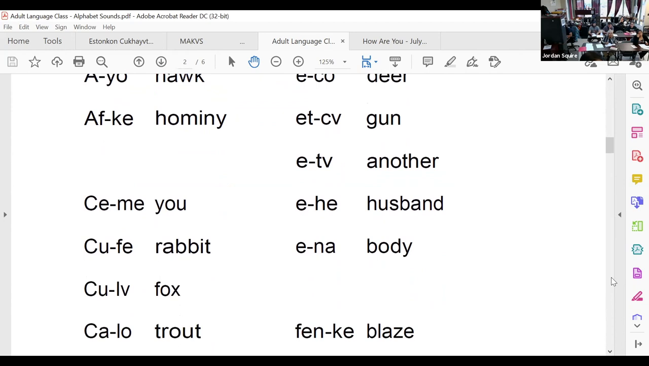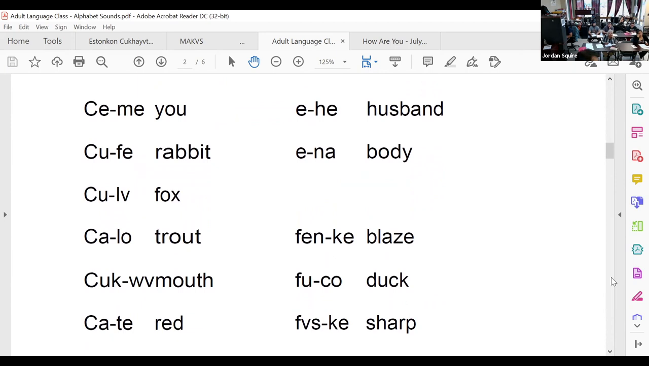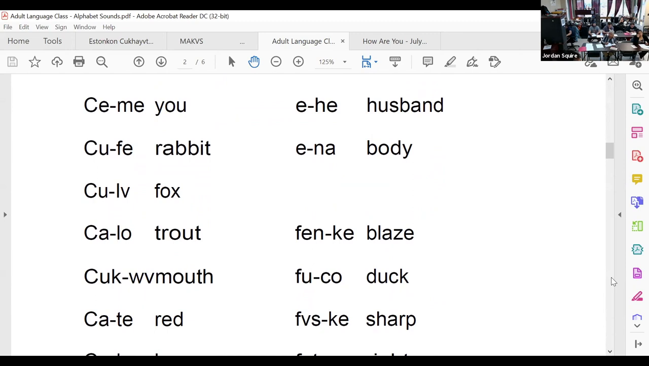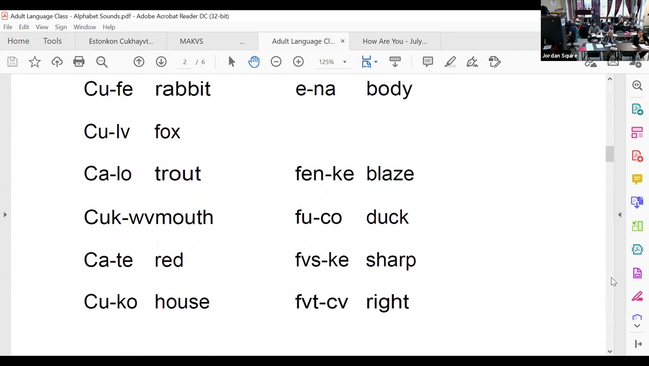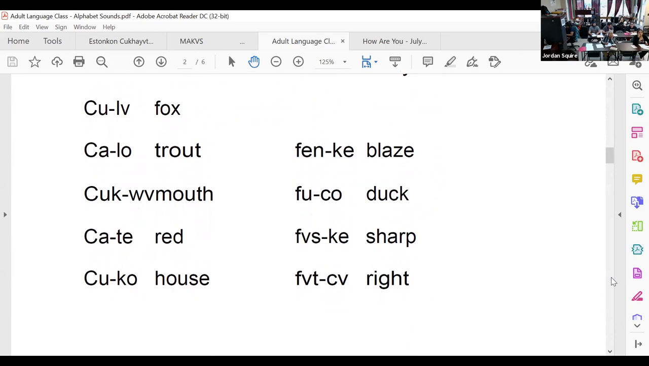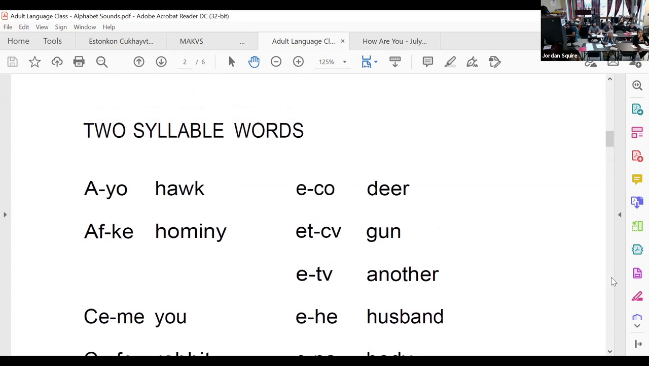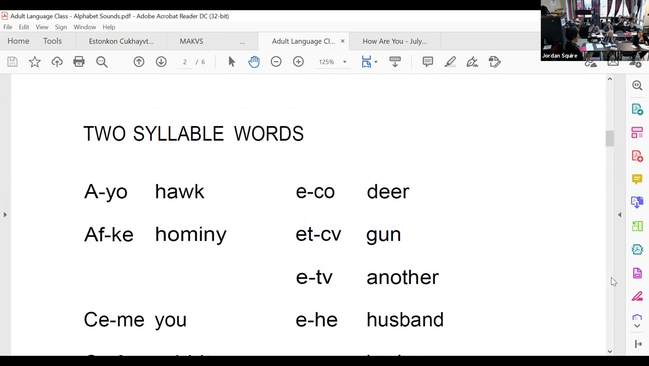Jimmy. Rabbit, jofi. Fox, jola. Trout, jalo. Mouth, jokwa. You have all these sounds in that paper that I gave you. Red, jali. House, jogo. See there? They're in there. And you wouldn't know how to pronounce these if it wasn't for those sounds you got. You would have to have these sounds in order to enunciate these words.